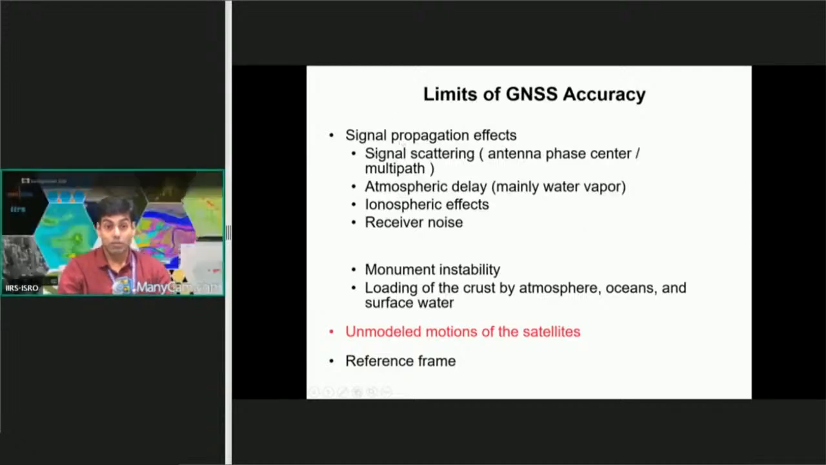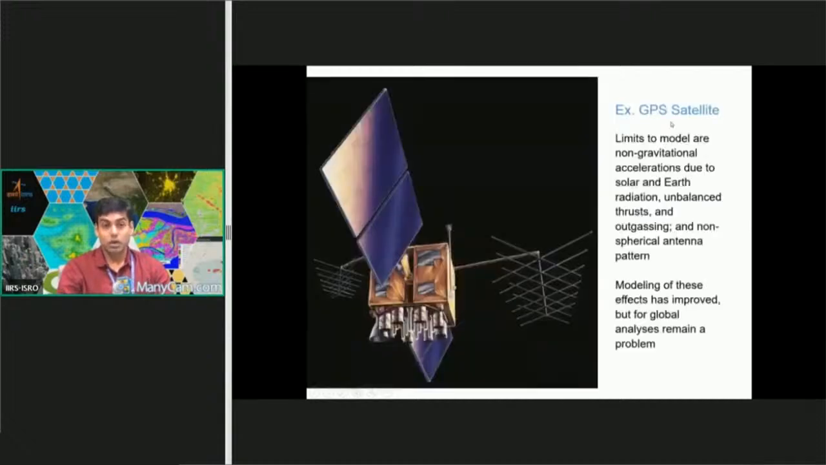So now we have covered these parts and monument instability. Now we will cover unmodeled motion of the satellite. This is mainly due to non-gravitational acceleration due to solar radiation and Earth rotation, unbalanced thrust, outgassing, and non-spherical antenna pattern. Modeling of this effect has improved, but for global analysis it remains a problem.